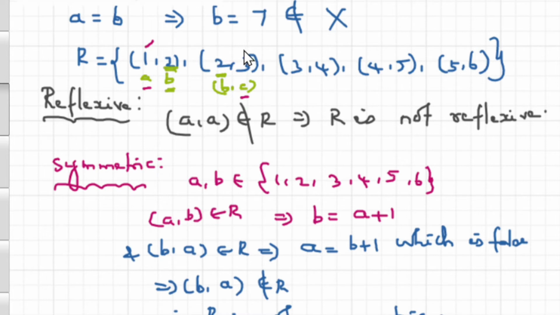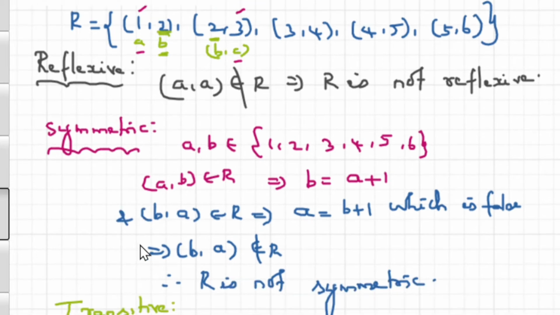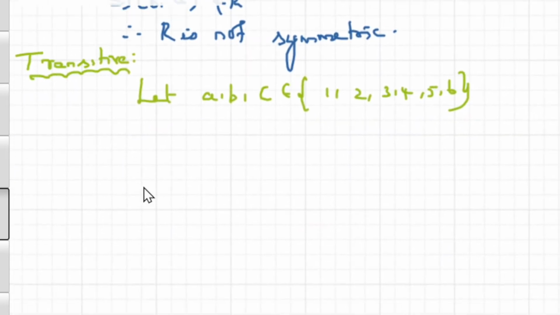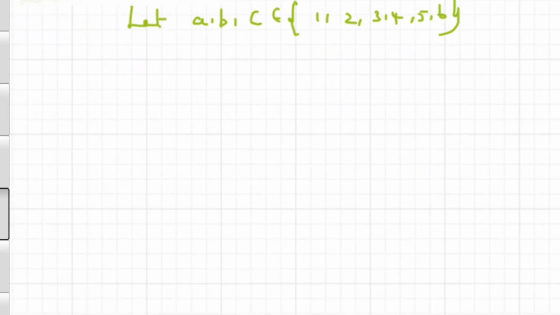You see, 1 comma 3, which is actually A comma C, does not belong to this set of ordered pairs. Like that we can check for 2 comma 3, suppose this is A comma B, and 3 comma 4 is B comma C, and 2 comma 4 also does not belong to the set. For the next pair also, A comma B and B comma C are there, but C comma A is not in the ordered pairs. So it is clear it is not transitive.